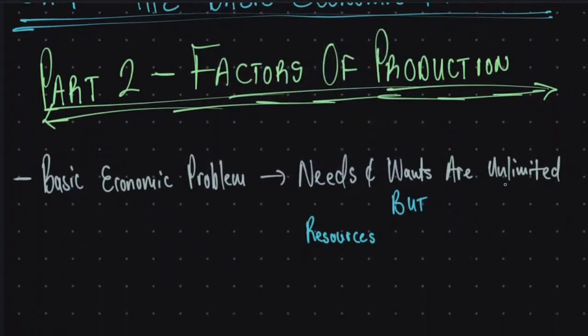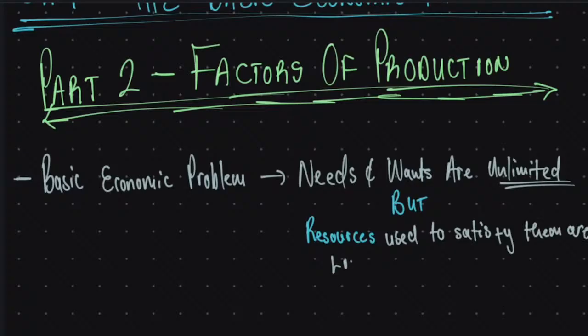Needs and wants are unlimited, but resources are limited. The resources we use to satisfy them are limited. So I don't want you to let anyone just come and tell you statements and then you just believe it. Somebody can come and say to you, Alex, needs and wants are unlimited, but the resources are limited. Then you say, oh, okay. You should say, what resources are you talking about?